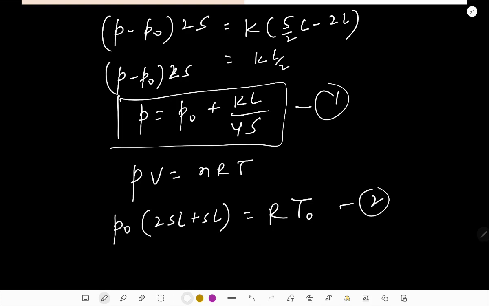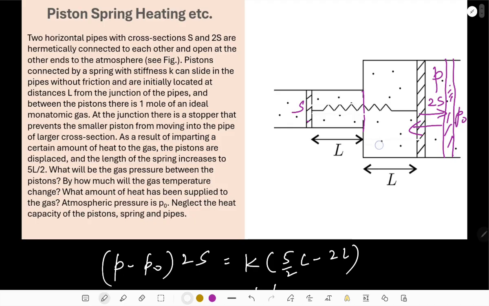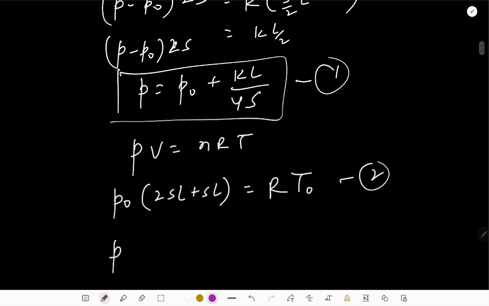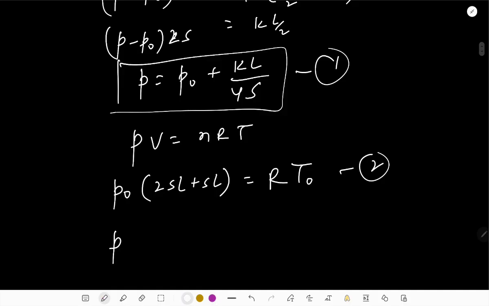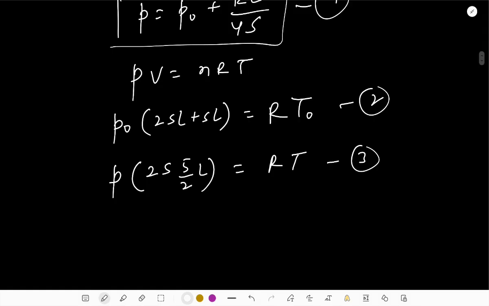And in the final equilibrium state, the pressure inside is P, and the length is 5 by 2L. So in the final equilibrium state, the volume is the cross-sectional area 2S multiplied by the length 5 by 2L, and suppose the temperature is T. So I can write it like this, and I can put the value of P here.